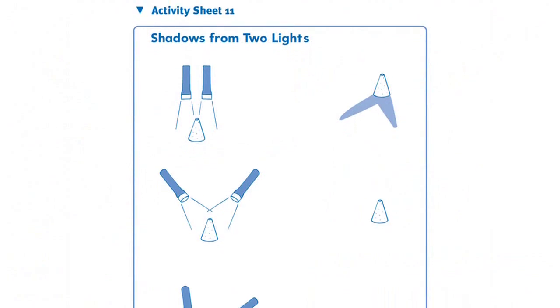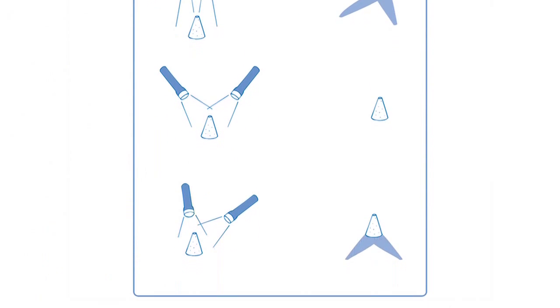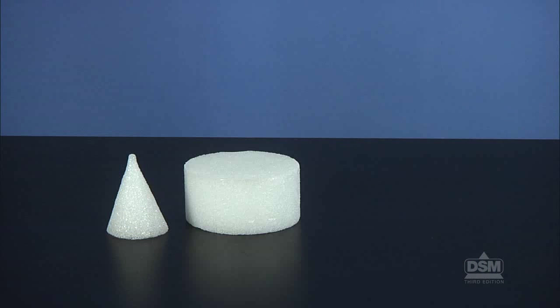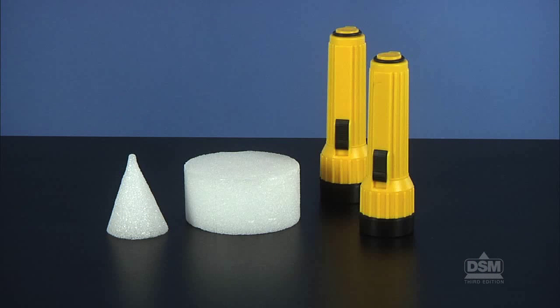To prepare for the activity, make a copy of Activity Sheet 11 for each student. Set up the room so that it can be darkened as much as possible. Plug in the light source with the light bulb and place it on the desk or table in front of a flat wall. The wall surface should be suitable for casting a shadow. Each team of 4 will need a foam cone, a foam disc, and 2 flashlights.